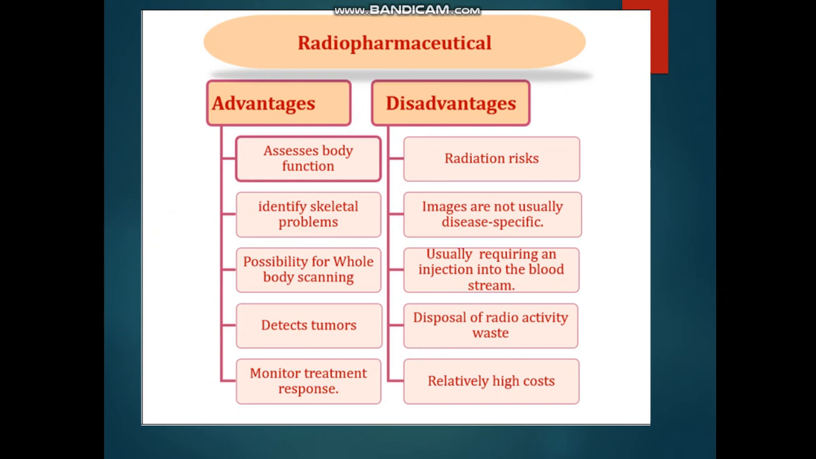As you know, in this method we use radiopharmaceutical drugs, and the disadvantages of this method are radiation risk, and images are not usually disease specific, usually requiring an injection into the bloodstream, disposal of radioactive waste, and relatively high costs.